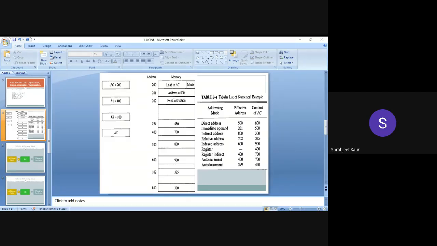Then what will be the operand? Operand is 400. Simple. Any problem? No, ma'am.